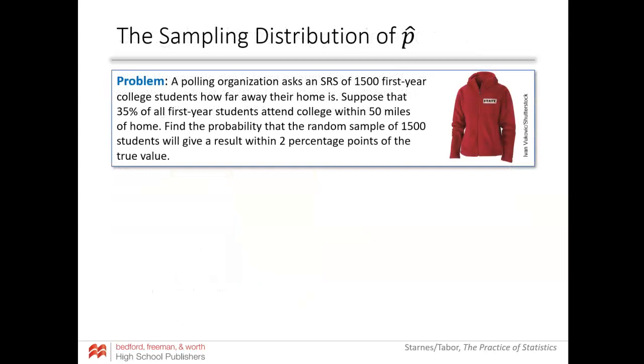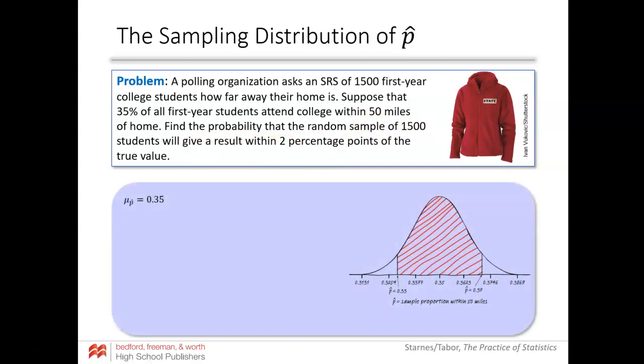All right, so this time a polling organization asked a simple random sample of 1,500 first-year college students. So there's your n. Suppose that 35%, oh, I should finish the question. College students, how far away their home is. Suppose that 35% of all first-year students attend college within 50 miles of home. Find the probability that a random sample of 1500 will give a result within 2 percentage points of the true value. This, my friends, they're going to want us to look at as a normal distribution question.